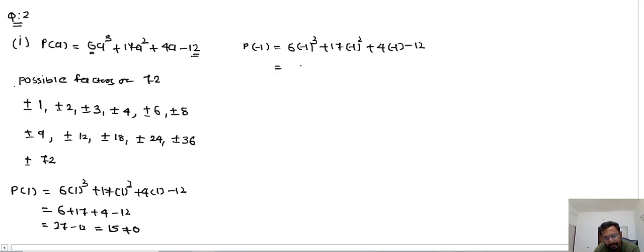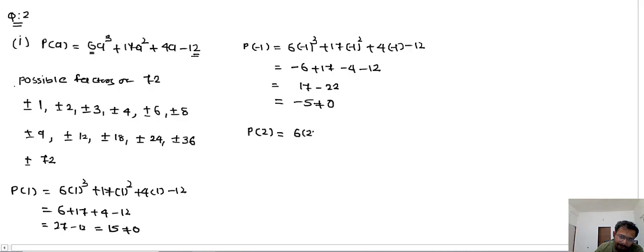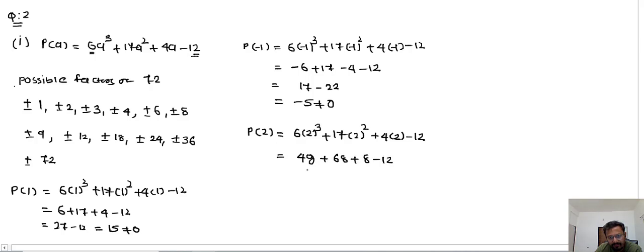Now let's try 2. 2 cube is 8, 8 sixes are 48. 2 square is 4, and 17 fours are 68, plus 8 minus 12. So 48 minus 12 is 36, and 36 plus 8 is 44, and 44 plus 68 is 112, which is not equal to 0.